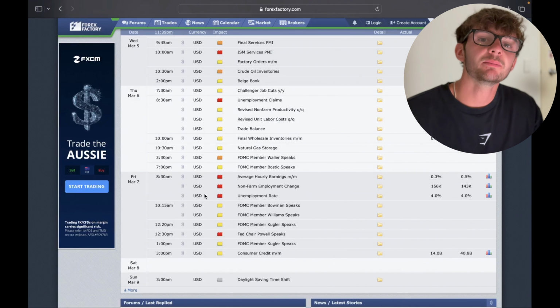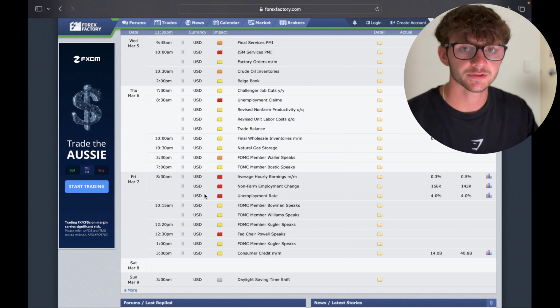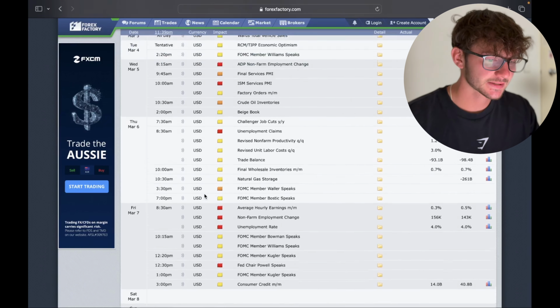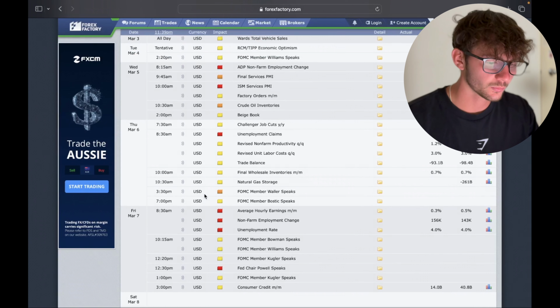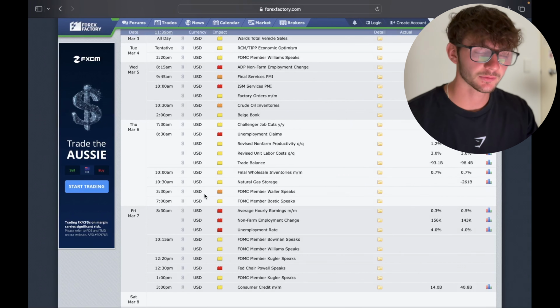Obviously that's one of the biggest news releases of the month. It's the first Friday of every new month. So on an NFP week, I'm going to be looking to trade earlier in the week, so Monday and Tuesday, and I'm going to be less interested in trading on Wednesday and definitely on Thursday, the day before NFP. That's going to be the most difficult day of the week.